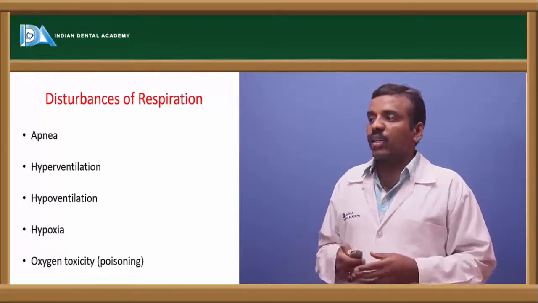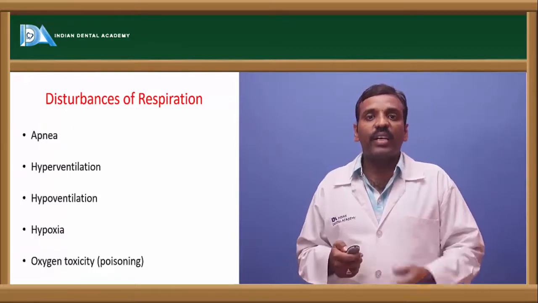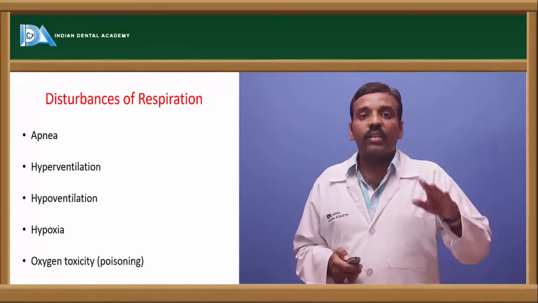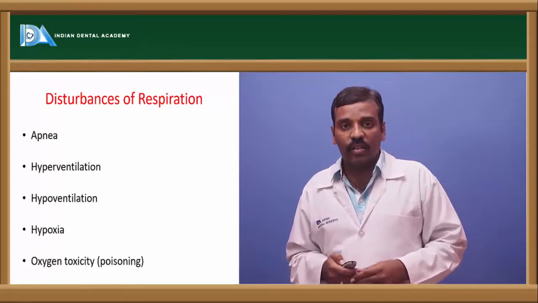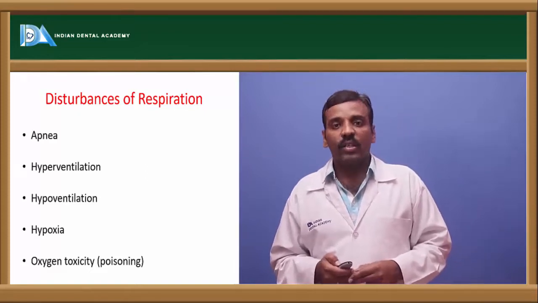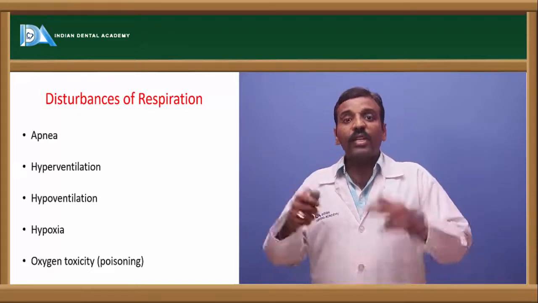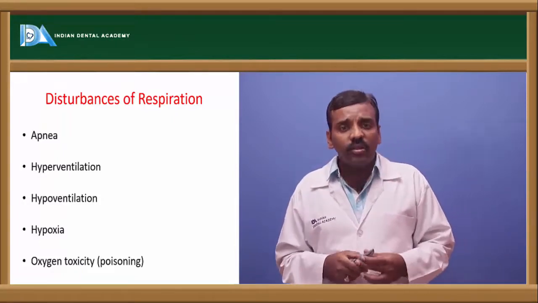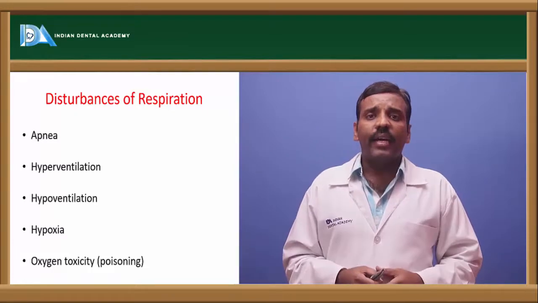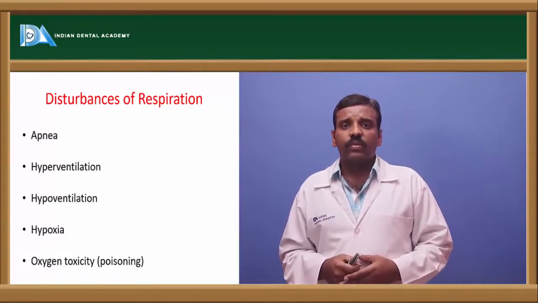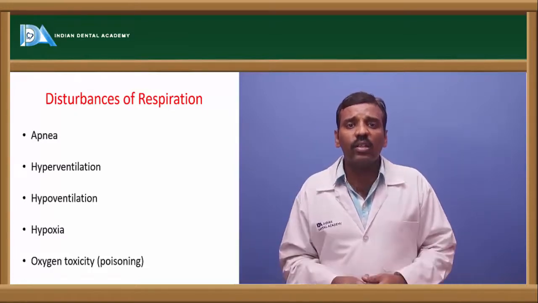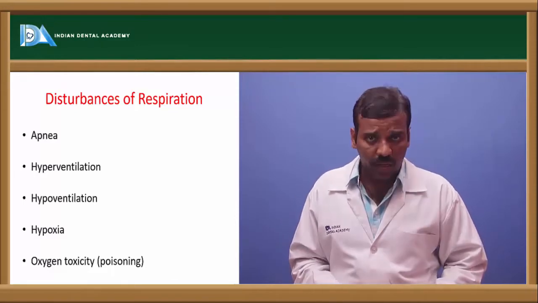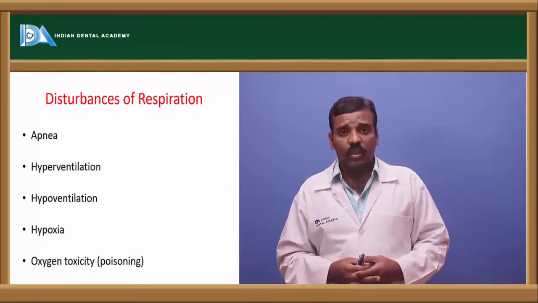And next one is hyperventilation, that in the sense ventilation is increased. Hypoventilation, decreased ventilation, that in the sense inspiration is decreased. Frequency of the ventilation is decreased. And next one is hypoxia. Hypoxia in the sense decreased oxygen level at tissues. At tissue level, decreased oxygen content, or the partial pressure of the oxygen is decreased. That is called hypoxia.